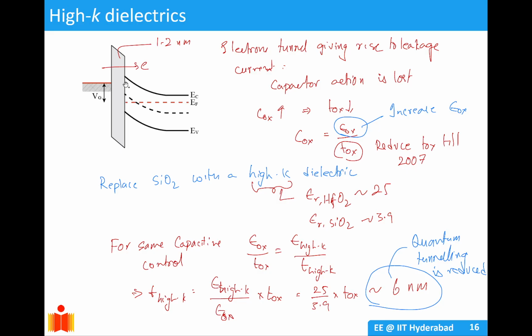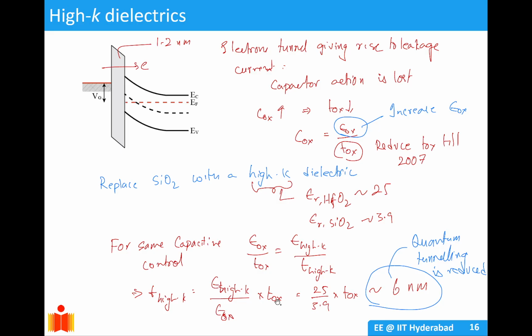So the solution to this is to replace SiO2 with a high K dielectric. The dielectric constant for HfO2 is 25, whereas the dielectric constant for SiO2 is 3.9. So if I want the same capacitance control, that is the same Cox, my epsilon ox by Tox will be equal to my epsilon high K by T high K. So I can calculate my T high K equals epsilon high K by epsilon ox into Tox.